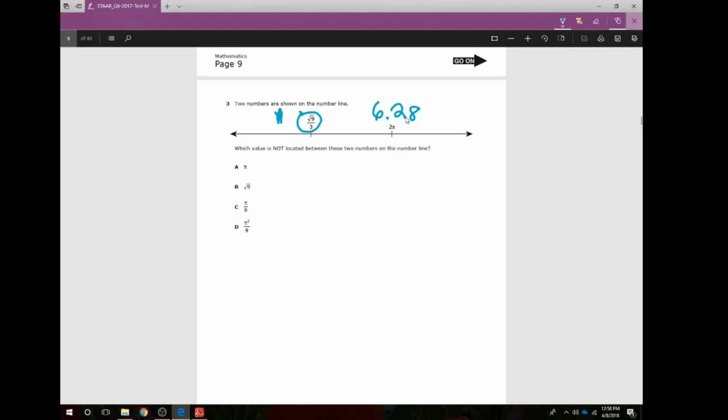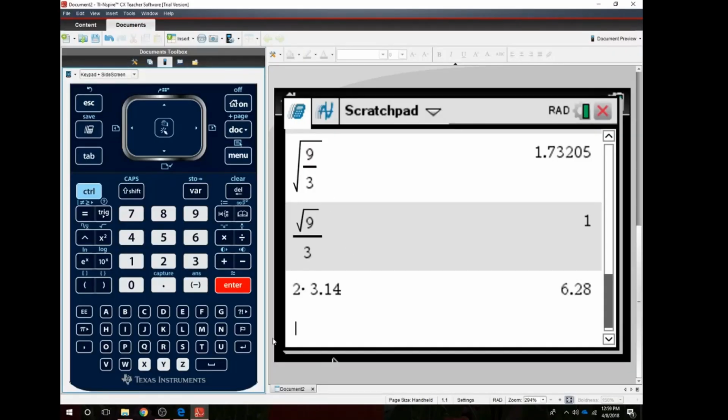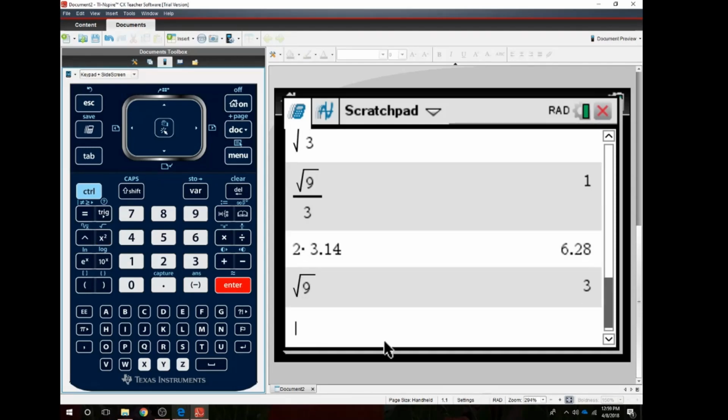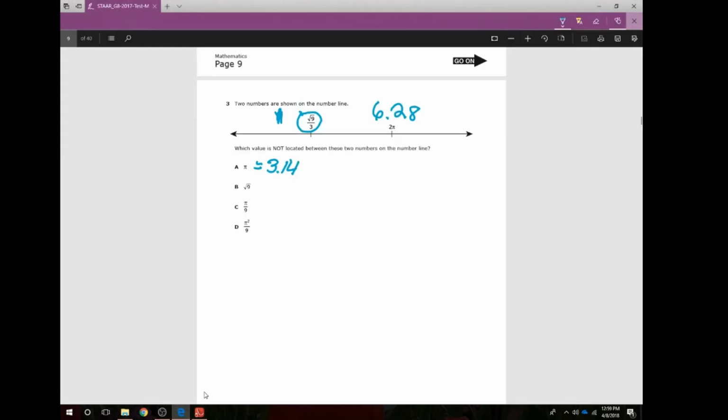So let's go through our answer choices. So pi, I don't think we need to use our calculators to do this. We all know that pi is approximately 3.14. Square root 9, let's get some practice with our square root sign. So I would go Control X squared, then press 9. That's 3. Okay? This equals 3.